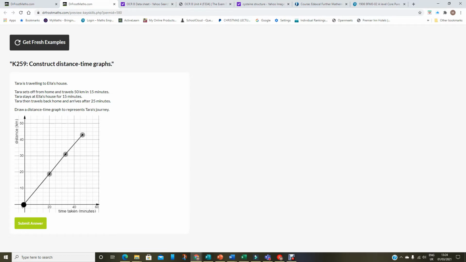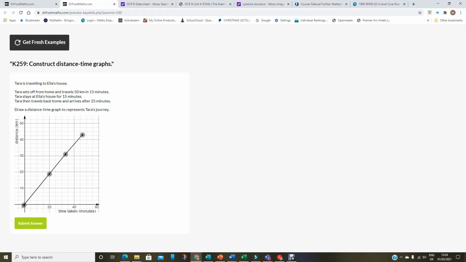So you can see I'm putting this dot just right there, so that means after no minutes she's travelled no kilometres. Right, in order to place this next dot, it says Tara sets off from home and travels 50 kilometres in 15 minutes.